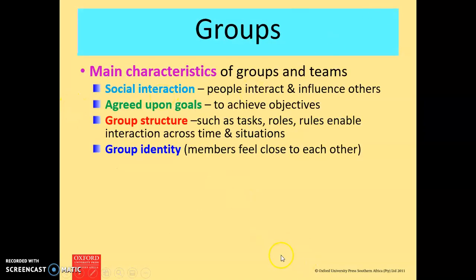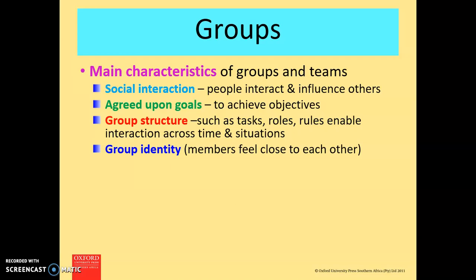So we move to the groups. The main characteristic of groups and teams is that they involve social interactions. People interact and influence each other in the groups or in the teams. They also have goals that they agree upon to achieve the objective. Goals are very important because goals can become a guideline, or something that the organization wants to achieve. So goals are very important.